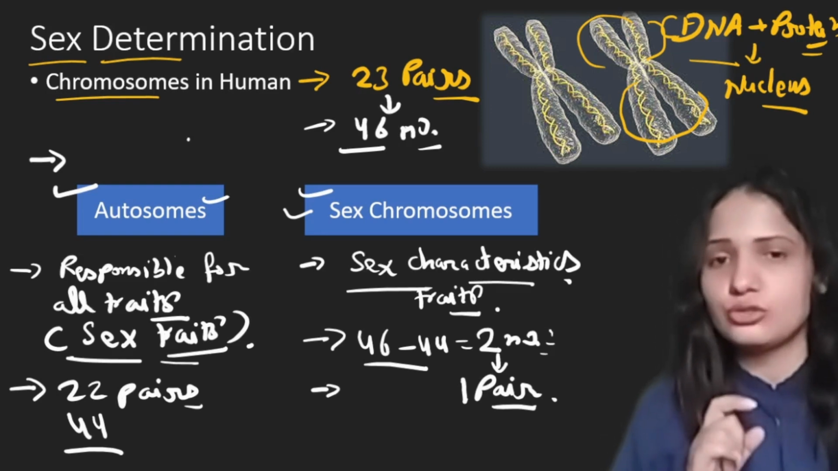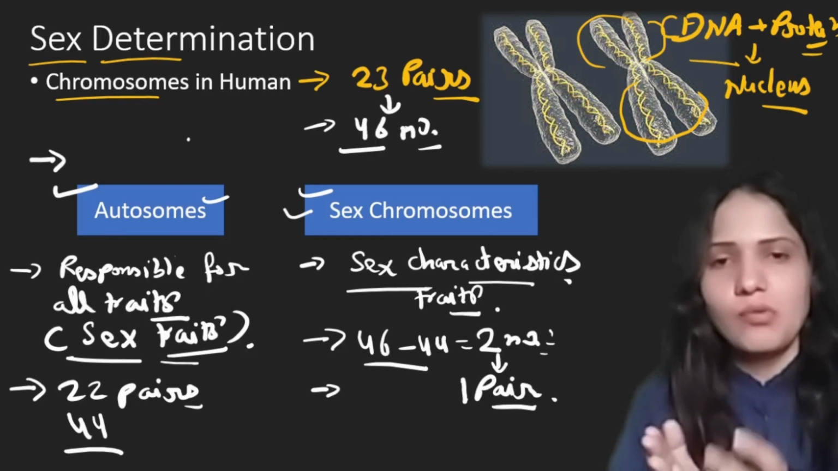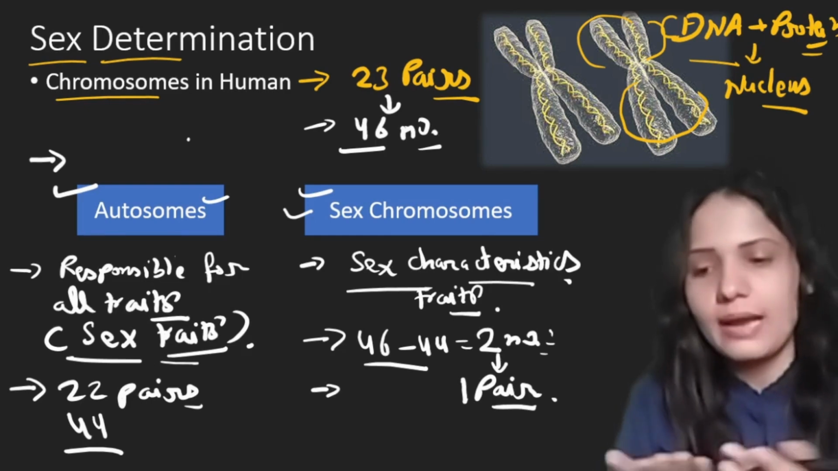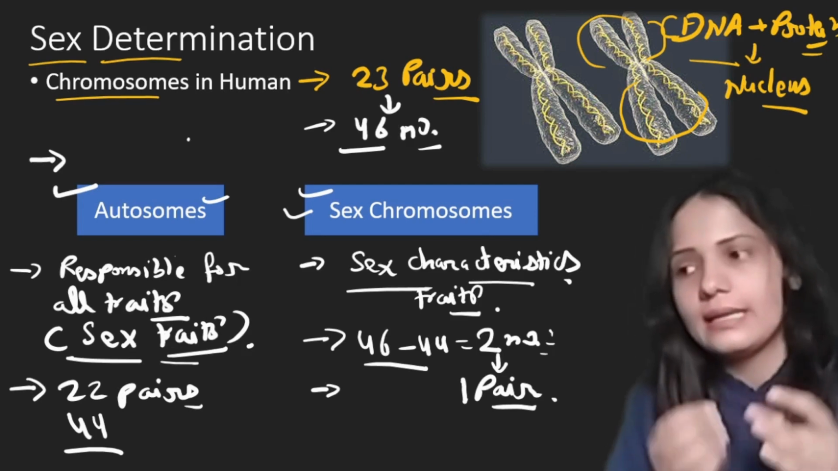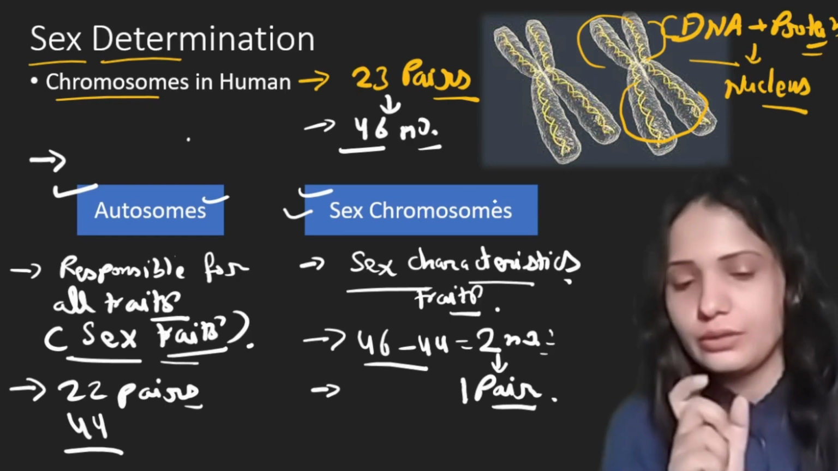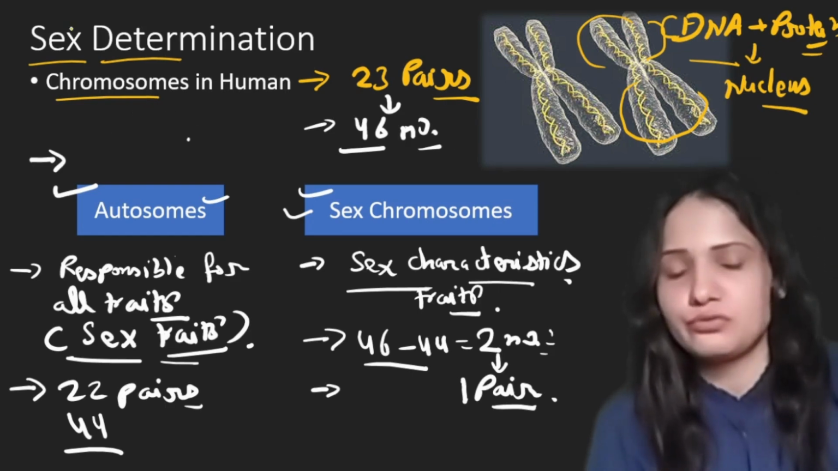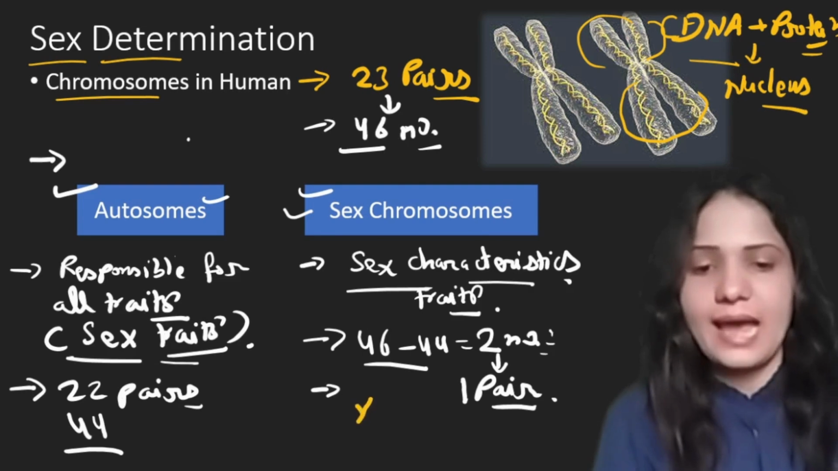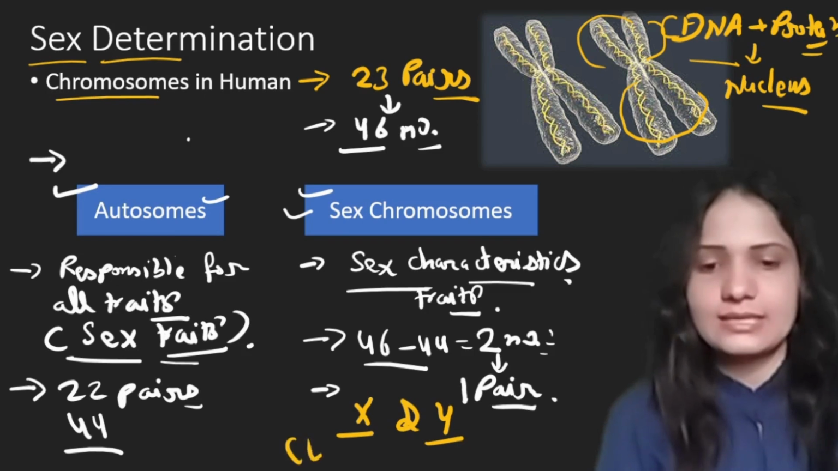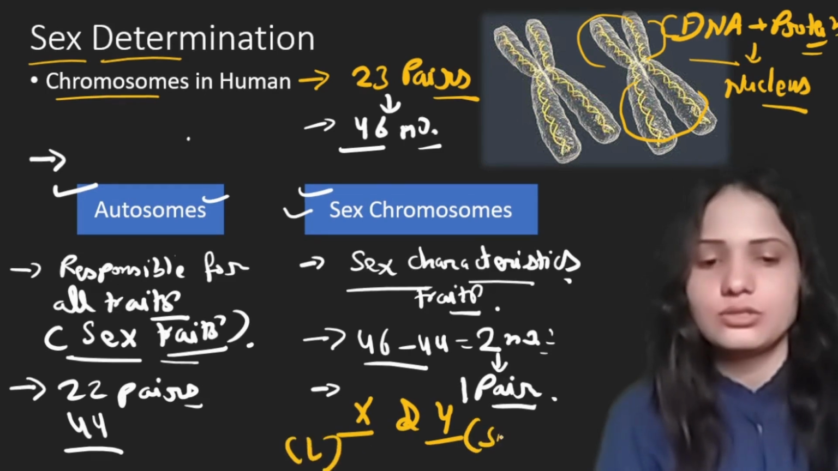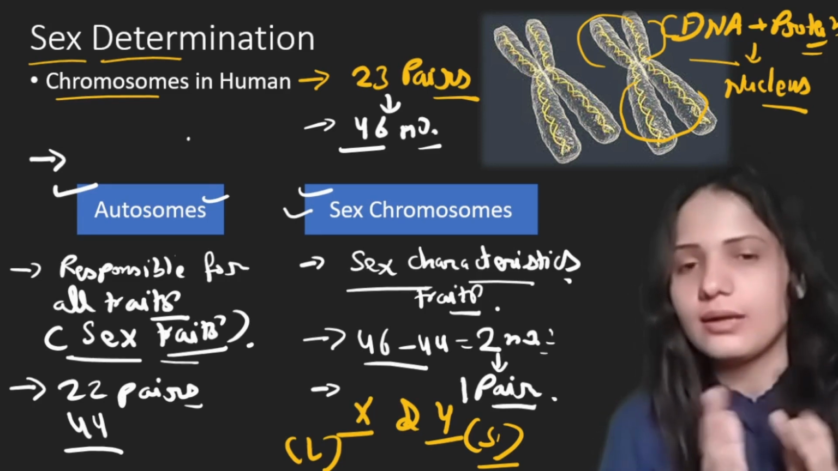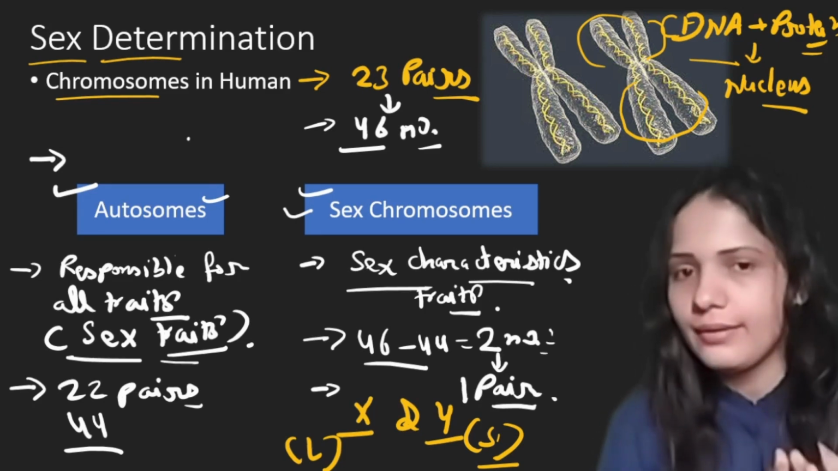These are the basic things you have to understand before we move to the main process of sex determination. You should know what a sex chromosome is. I will be using these terms in upcoming slides, like sex chromosomes and autosomes, so you should know this. We have two types of sex chromosomes in human. In human, we have X type and Y type chromosomes. X is larger in size and Y is smaller in size. In an upcoming slide, we will see how these X and Y are distributed in case of male and female.